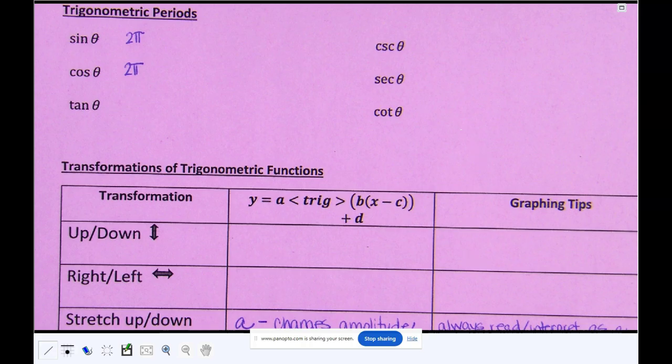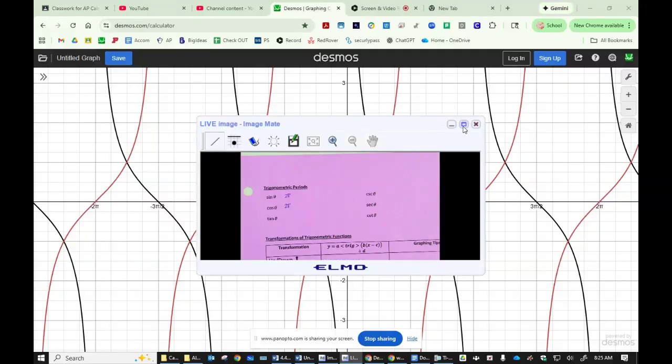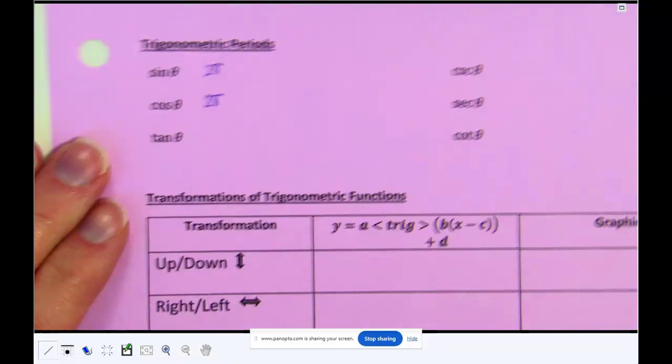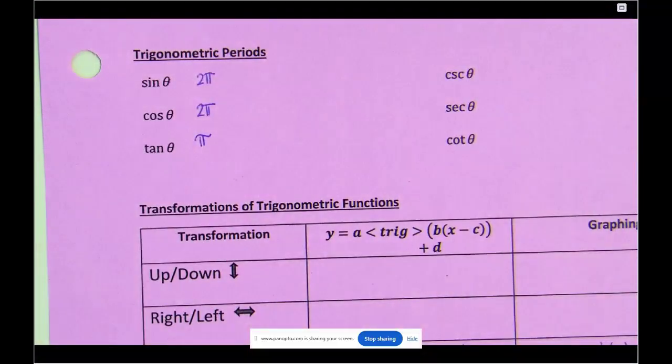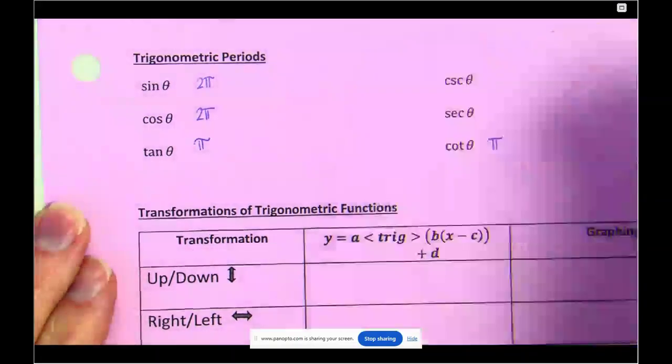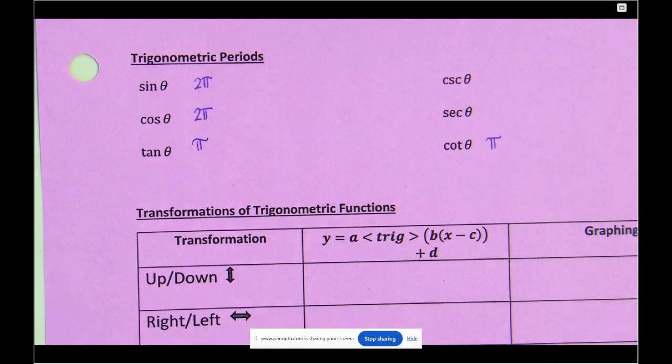The period of tangent is pi. The period of cotangent was also pi. So these guys are different than everybody else. We will talk about cosecant and secant eventually. That's section 4.6. We will be graphing those. They are ugly. They're not hard to graph.